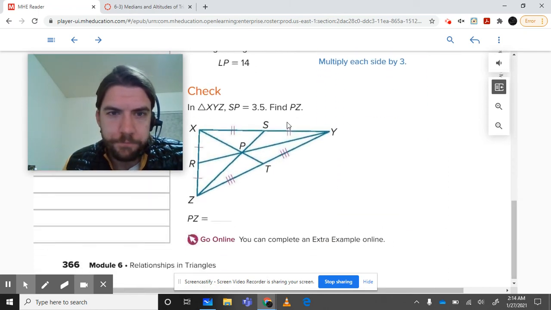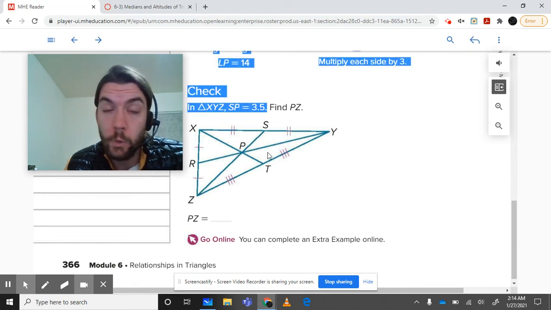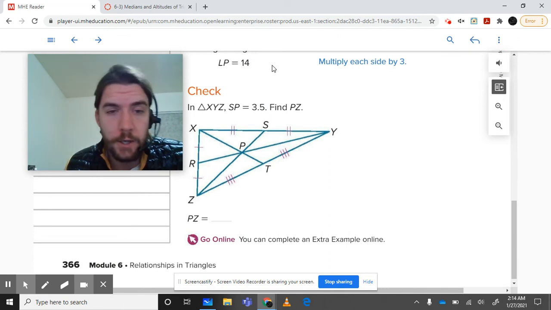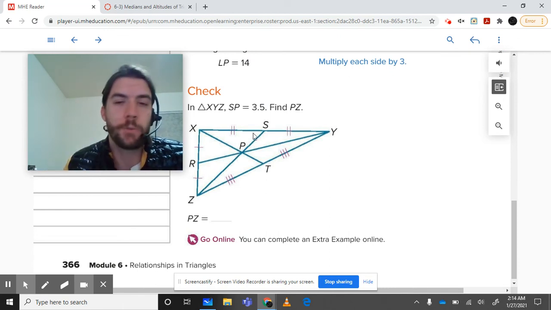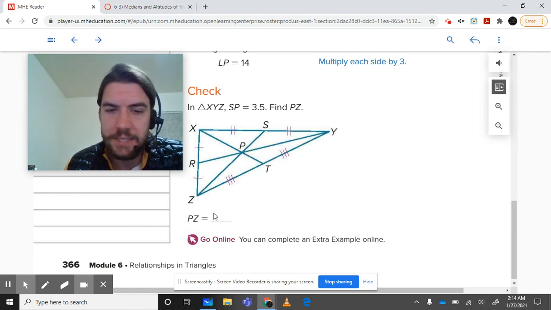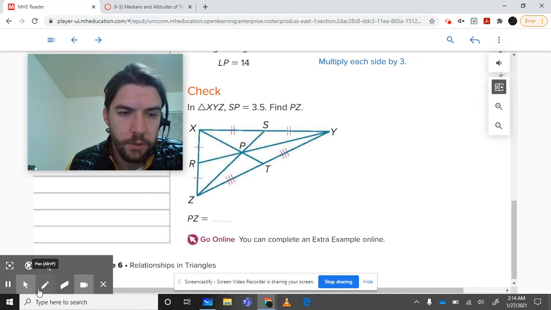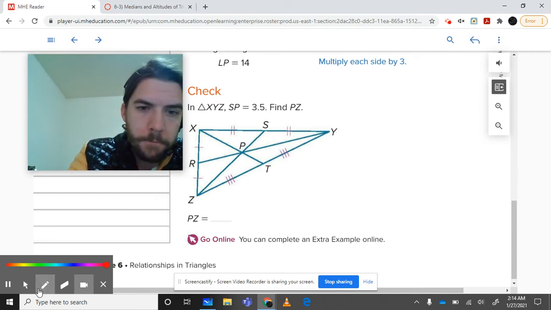Let's try it over here. In triangle XYZ, SP is 3.5. Find PZ. Well, once again, we could go through all those steps that they showed, and it's not bad to have the skill to do that. But just in general, kind of getting the conceptual understanding, the short piece is going to be half as big as the big one. So PZ is going to be 7. And that's really all there is to it on this one. Cool.